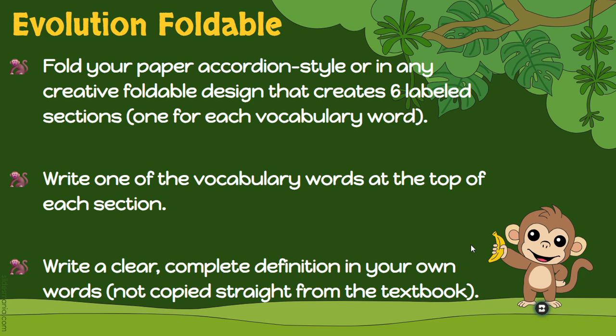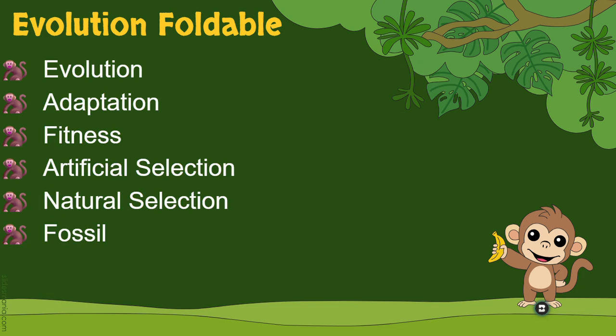So today in class, you will be making a foldable. You will have to fold your paper accordion style into six sections. You will label each section with a vocabulary word. On these 6 sections, once you open up the flap, you will write a definition in your own words, that is critical to receiving full credit. You're not just copying straight from the textbook.